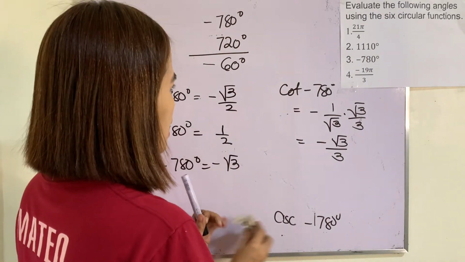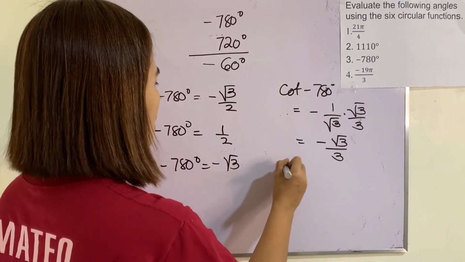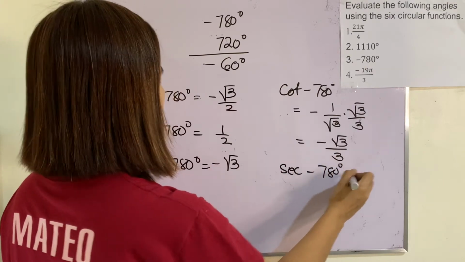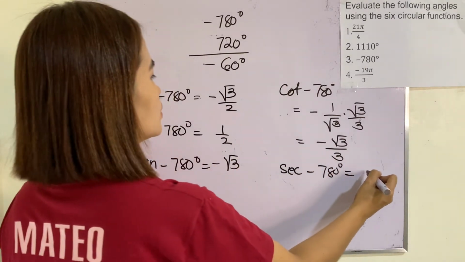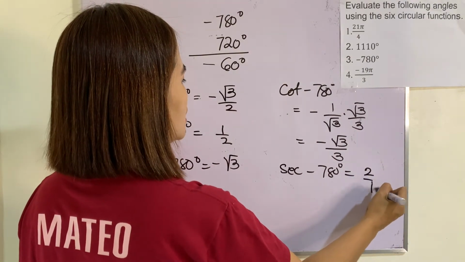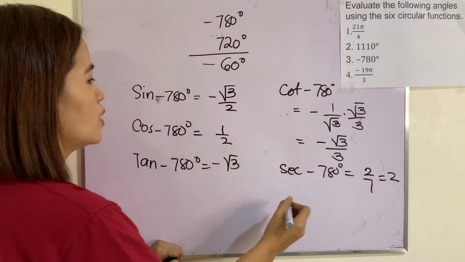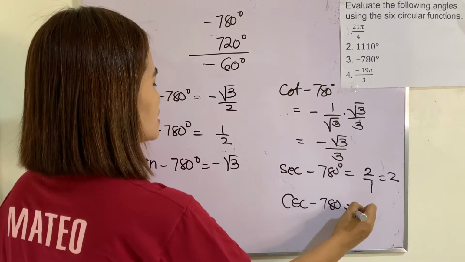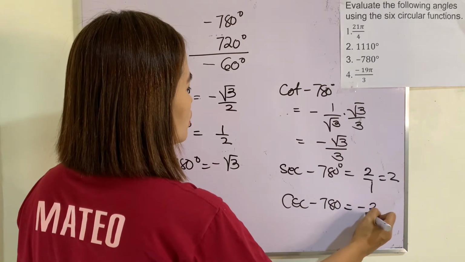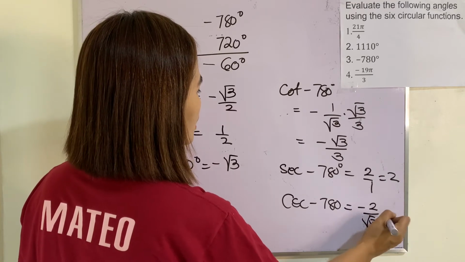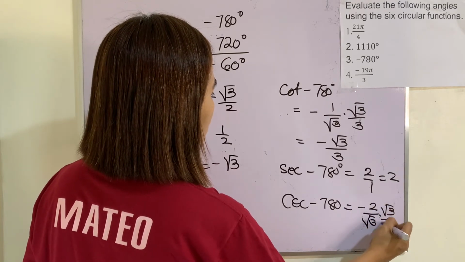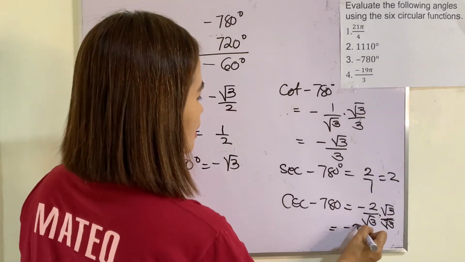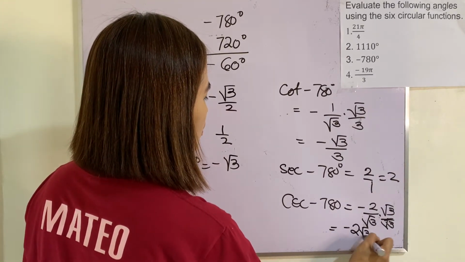So next, we have the secant. The secant of negative 780 is equivalent to 2 over 1, which is equal to 2. And this one, we have the cosecant. This one is equivalent to negative 2 over square root of 3 times square root of 3 over square root of 3. So this is negative 2 square root of 3 over 3.